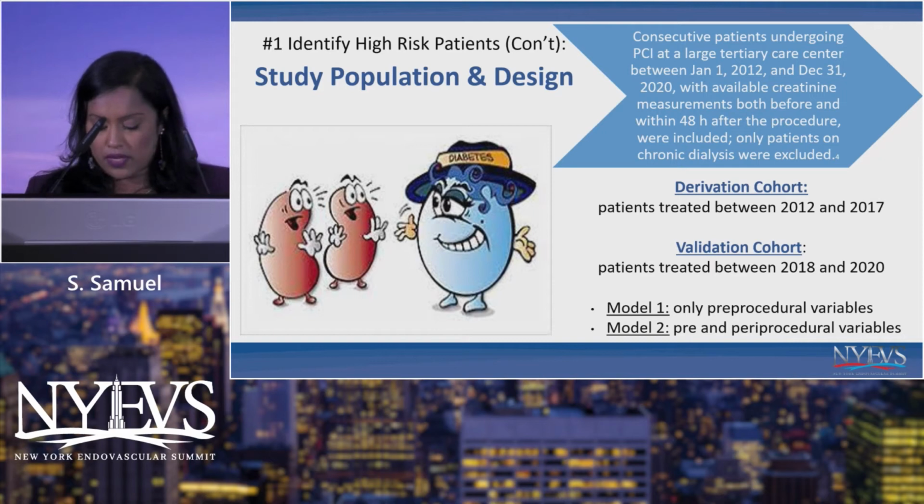Furthermore, the study expanded upon two models. Model 1 used only pre-procedure variables, so before the patient even got onto the table, whereas Model 2 included intra-procedure variables as well. So for example, how much contrast was used and how complex the procedure got.